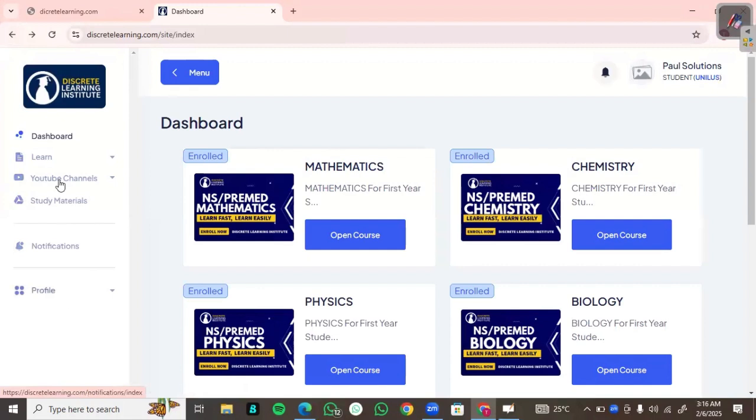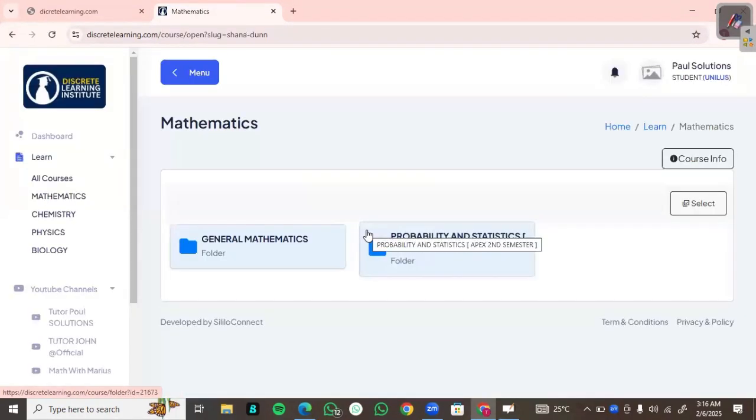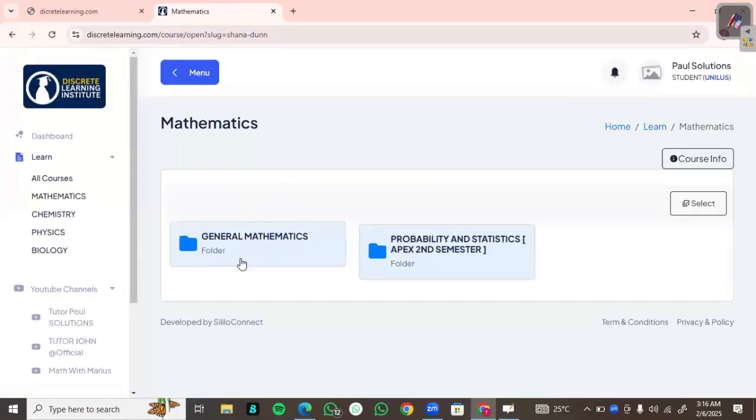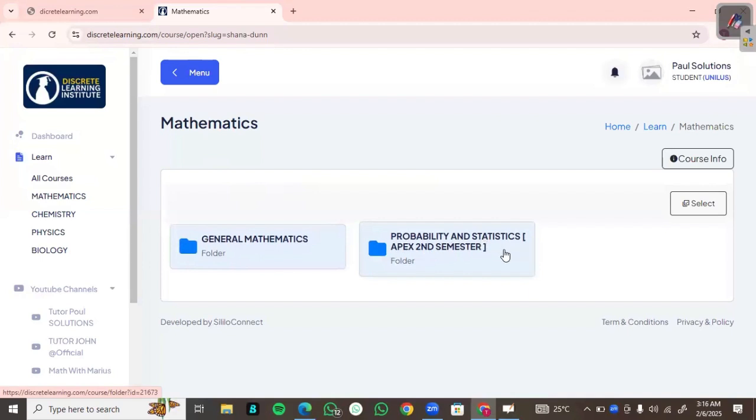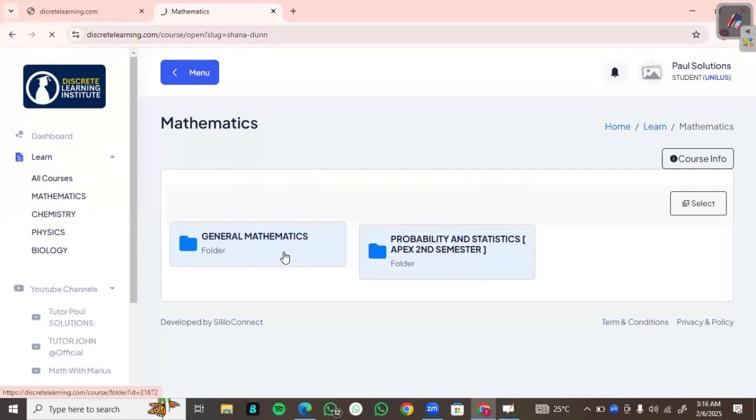So we have talked about all these here, okay, on the menu. So if, for example, you want to learn something, you just open this course, and if you open math, you're going to find general mathematics and probability and statistics for second semester Apex. So this one here is specifically for those who are doing second semester Apex, okay? For the rest of you, you just go in the general mathematics, okay?